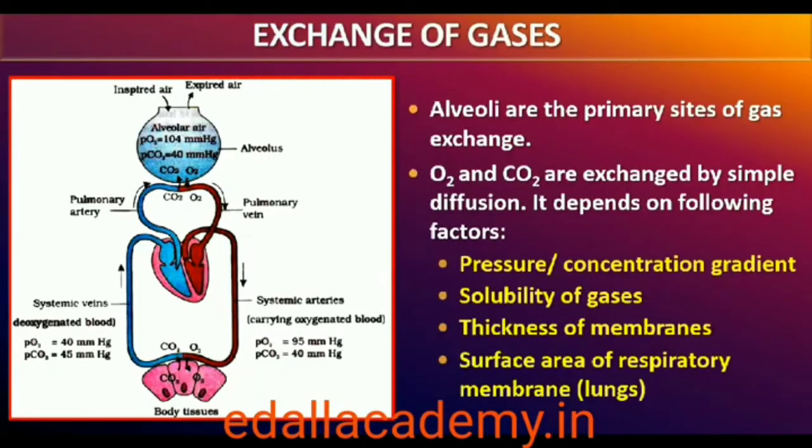Alveoli are the primary sites of exchange of gases. Exchange of gases also occurs between blood and tissues. O2 and CO2 are exchanged in these sites by simple diffusion, mainly based on pressure, concentration gradient. Solubility of the gases as well as the thickness of the membranes involved in diffusion are also some important factors that can affect the rate of diffusion.